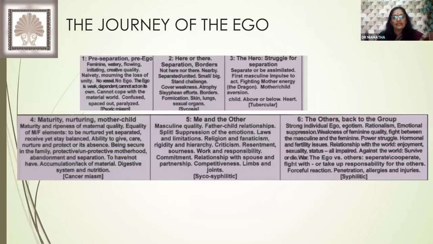The hero is the third column, because he is fighting for separation. Separate or be assimilated, that's the challenge here. This is the first masculine impulse that the individual has to come out, to act, to get out of the womb. Fighting mother energy, the child has to come out.